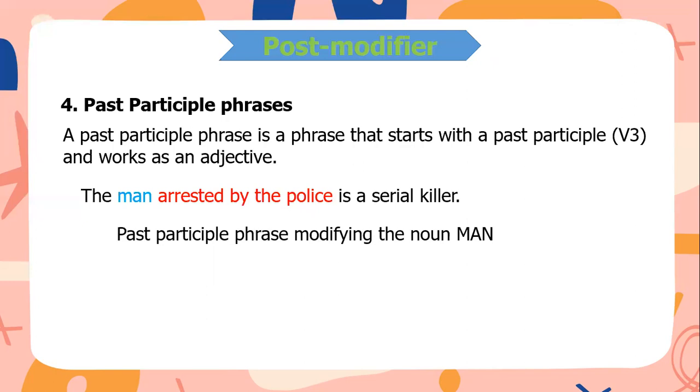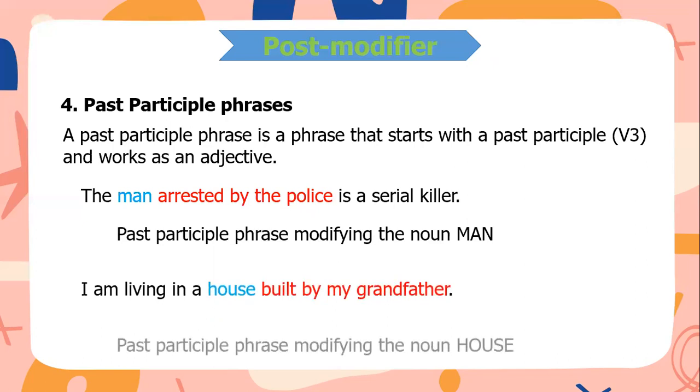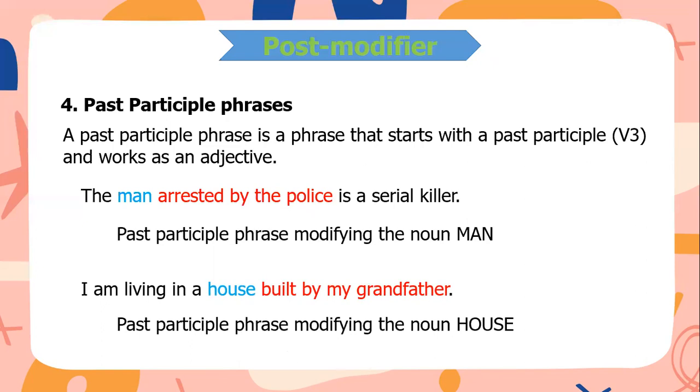Arrested by the police is our past participle phrase that is modifying the noun man. Next, I am living in a house built by my grandfather. Built by my grandfather is our past participle phrase that modifies the noun house.